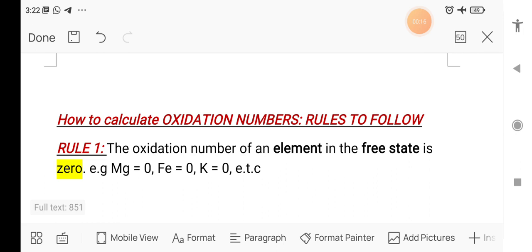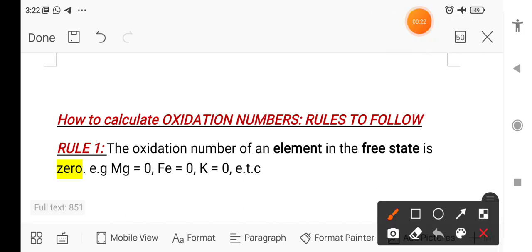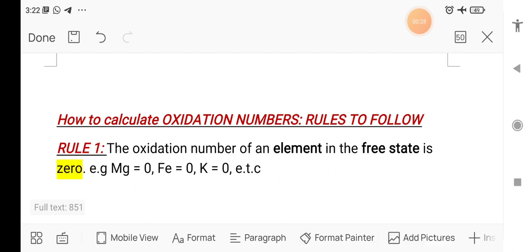Rule number 1. The oxidation number of an element in the free state is 0. An element in its free state is an element that is not combined with another element to form a compound. So the oxidation number of any element in its uncombined form is 0.